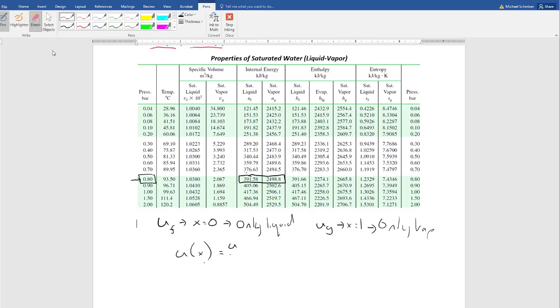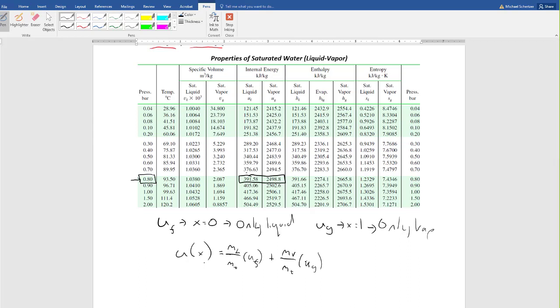So this would be the mass of the liquid divided by the total mass times UF, plus the mass of the vapor divided by the total mass times UG. Does that make sense? We're just taking a weighted average of these two properties.